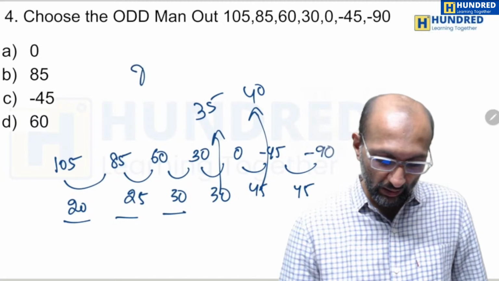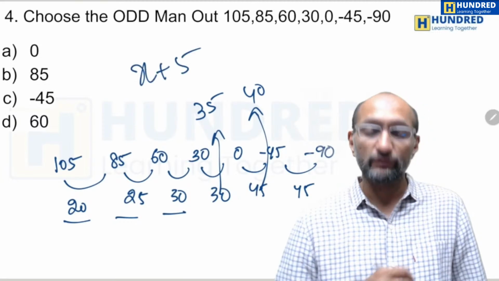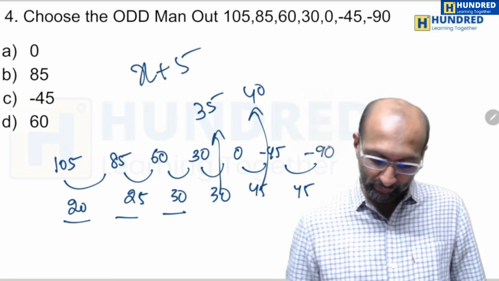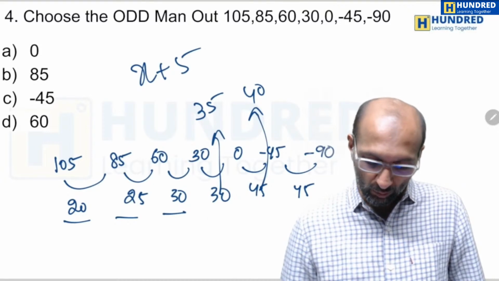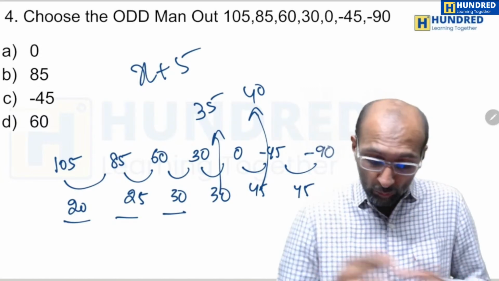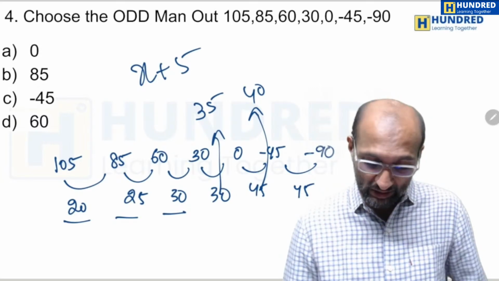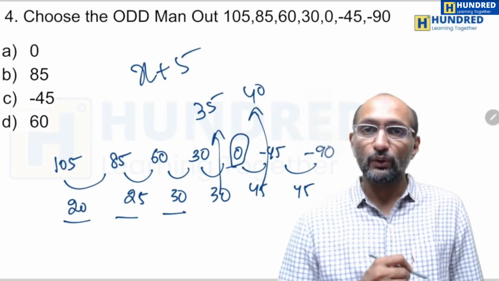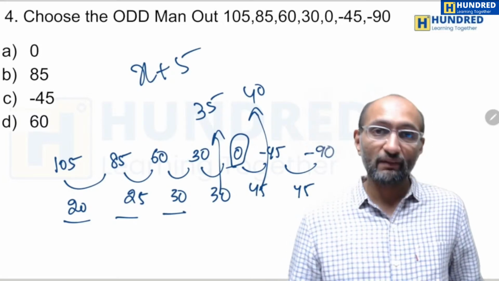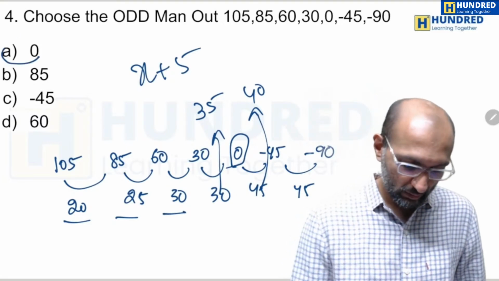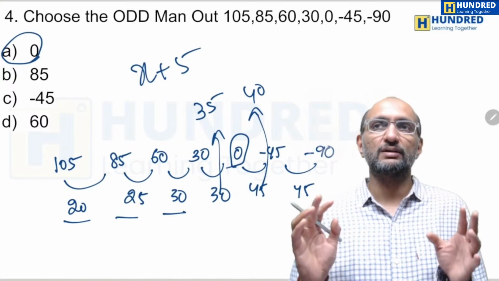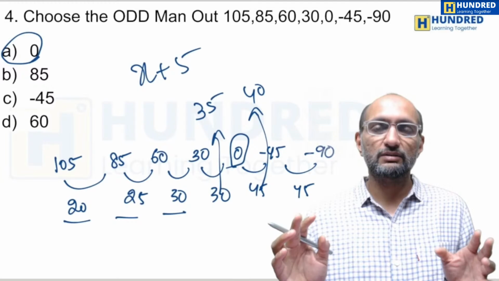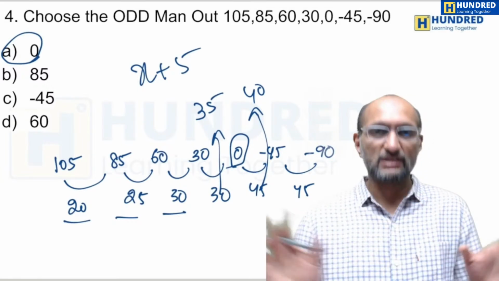What is the pattern? X plus 5. That's our pattern. Okay. So, this had to ideally be 35 and 40, then 45. So, the number which is out, because of which this is happening, is 0. Correct. So, what should be our answer? 0. Easy. Only search for patterns. You search for patterns, you can ace.